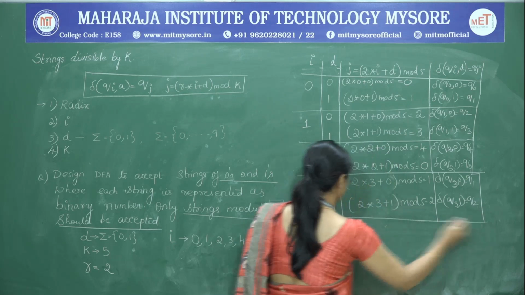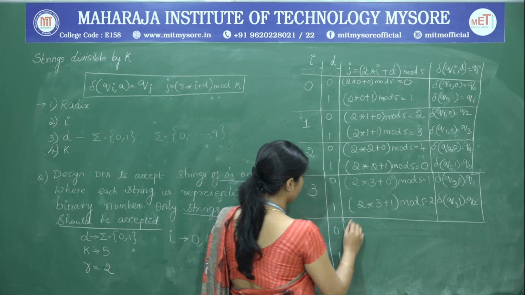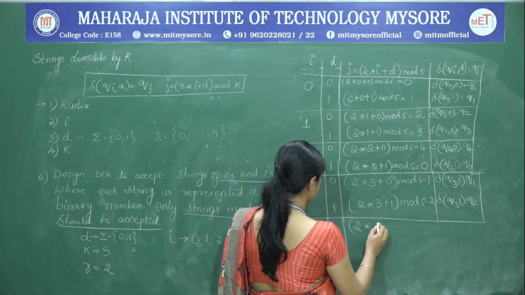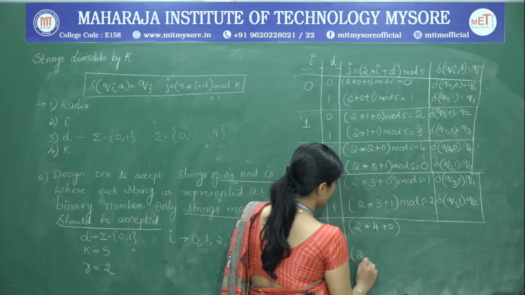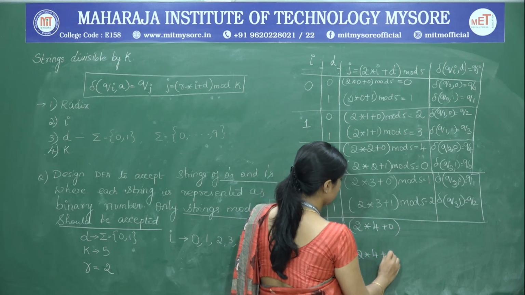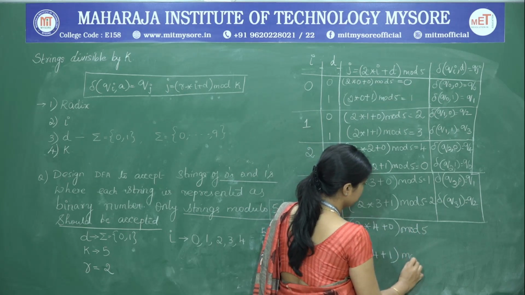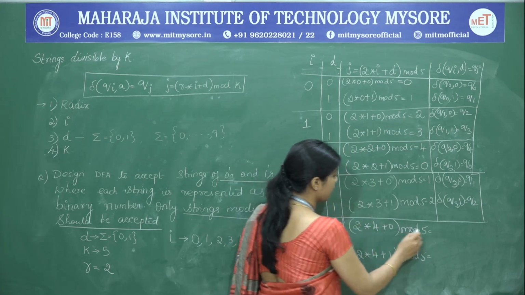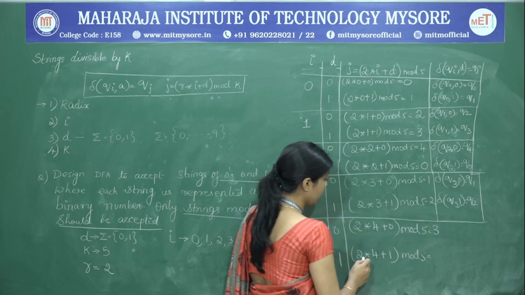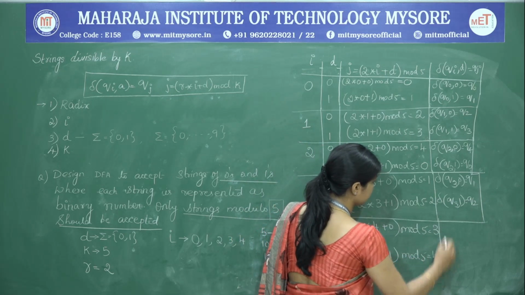So we'll take up the last state, that is nothing but 4. We'll find the transitions on both 0 and 1. So 2 multiplied by 4 plus 0. This is 2 multiplied by 4 plus 1. We'll again do mod 5. So this is 8 mod 5, so it is going to be 3, and this is 9 mod 5 is going to be 4.